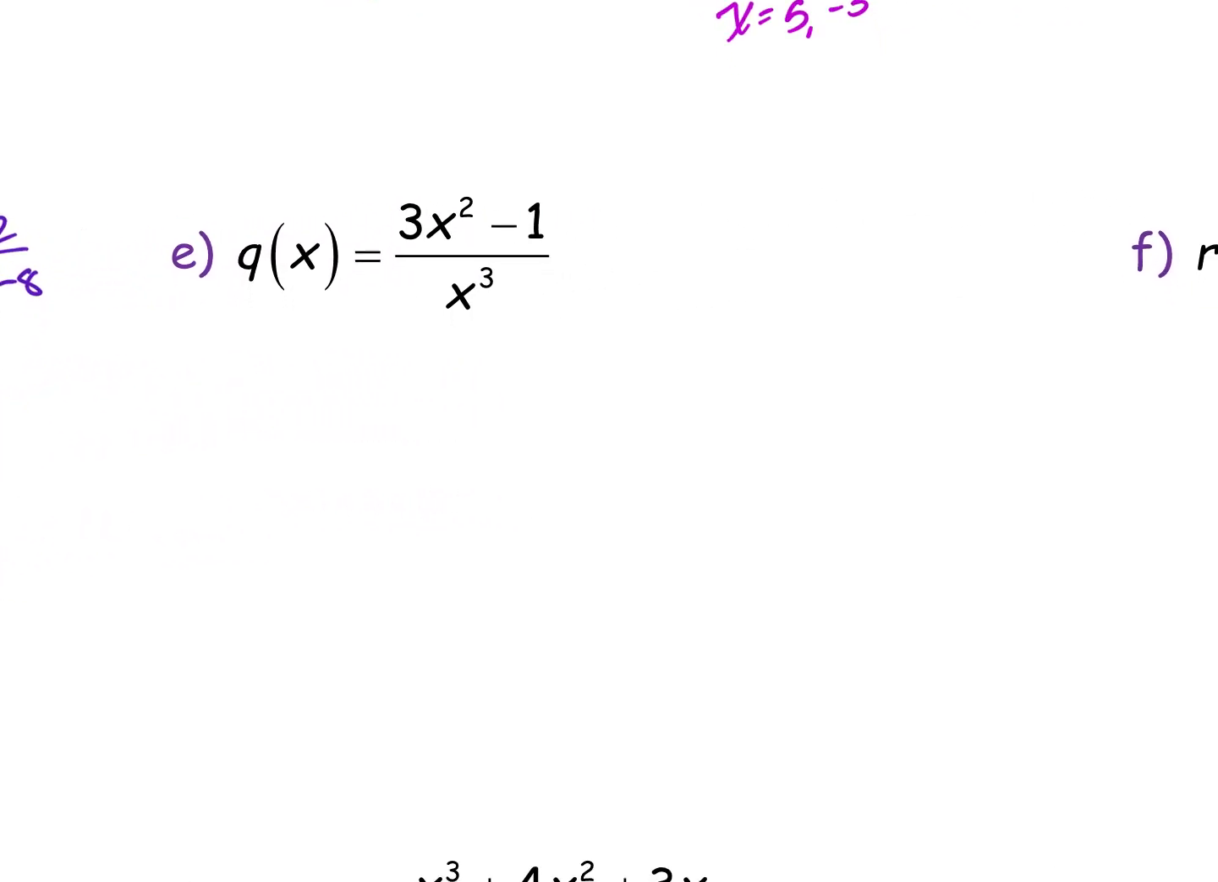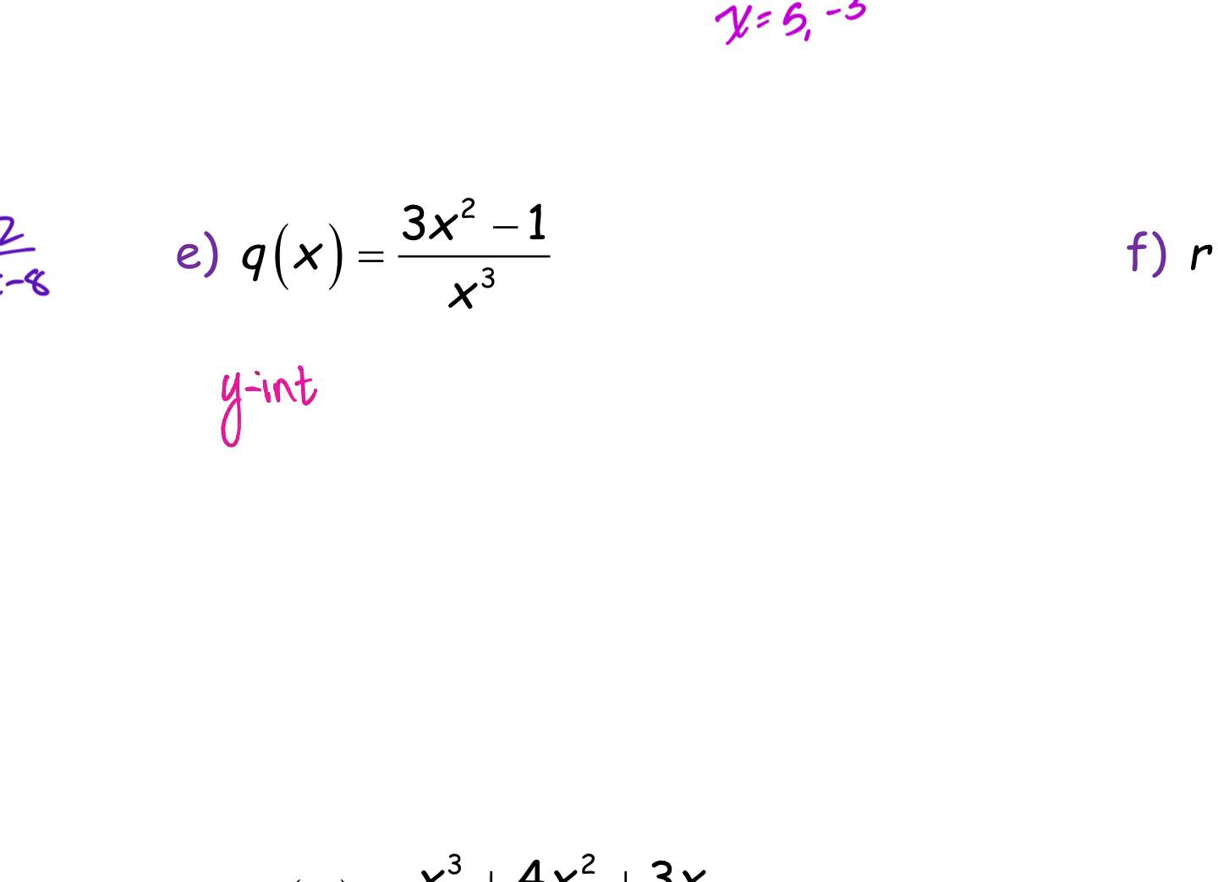Okay, so E can't be simplified at all. So my y-intercept is going to be 0 minus 1 over 0. So that's none, because I can't have a 0 in the denominator.